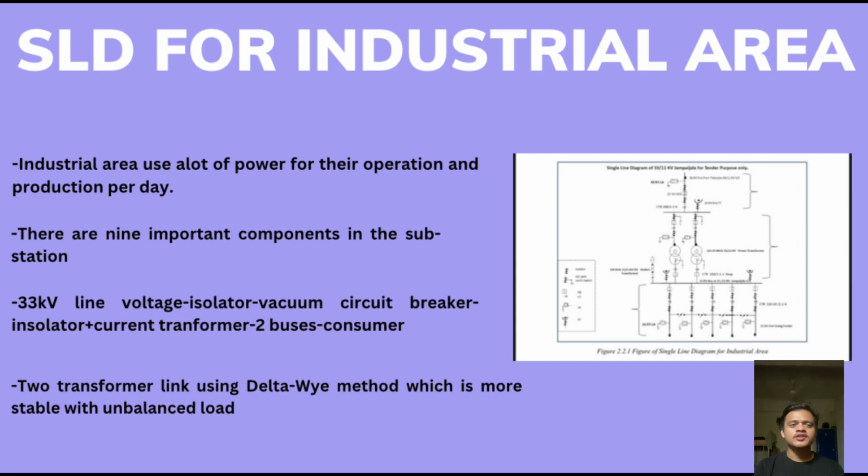The delivery of the current is from the 33 kV line voltage to the isolator. The vacuum circuit breaker will receive the voltage from the isolator and deliver it to the fifth isolator and the current transformer. The voltage will continue to be delivered to the 2 buses, which will deliver the voltage to the consumer. This transformer will use the delta-wye method, which is more stable with unbalanced load.